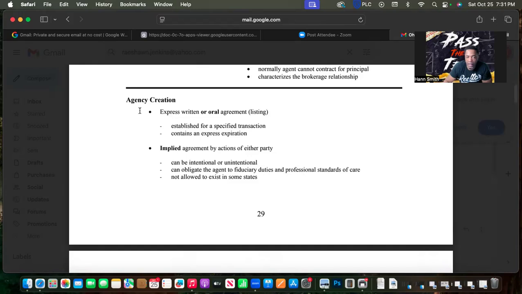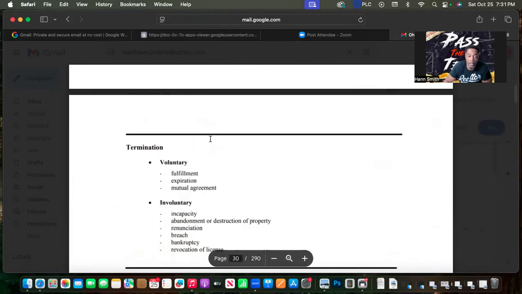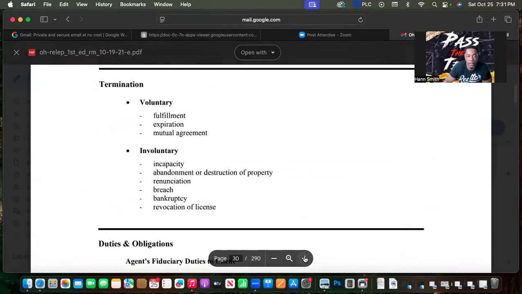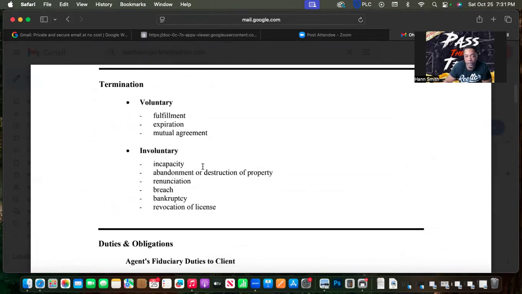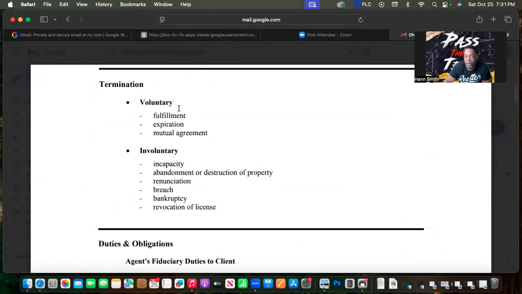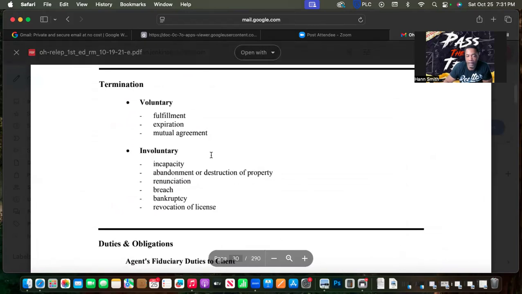But we're talking about not agency creation, we're talking about agency termination. And here are some of the ways that you can terminate agency. Let me zoom in a little bit. And what I would do on this when I'm studying this for the test, I'm going to know the voluntary ways that you can terminate agency, meaning that it was agreeable. Like there wasn't anything that happened that was bad or any type of distress or disagreement. That's voluntary. And then the involuntary ways that you can terminate agency.